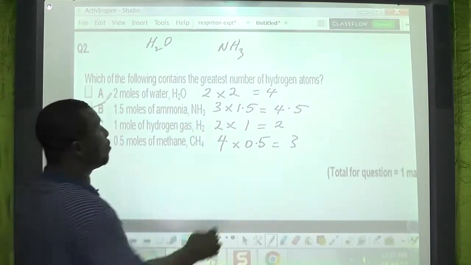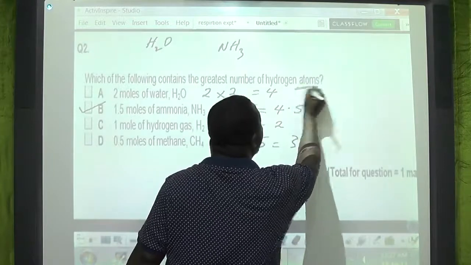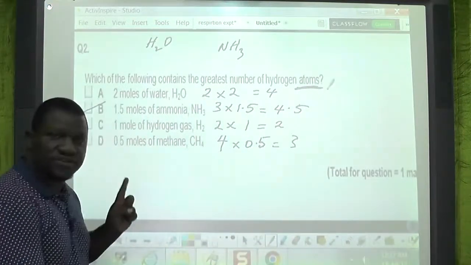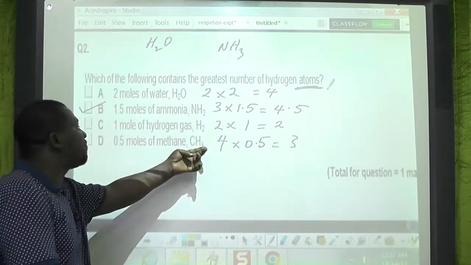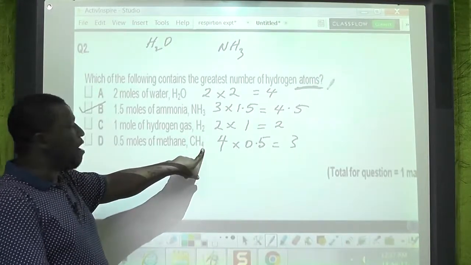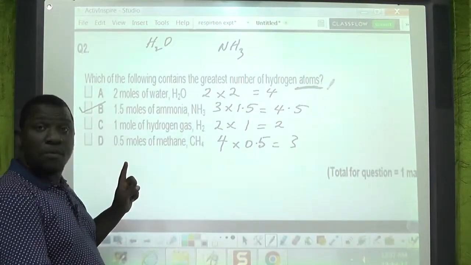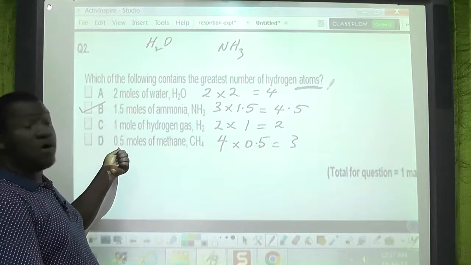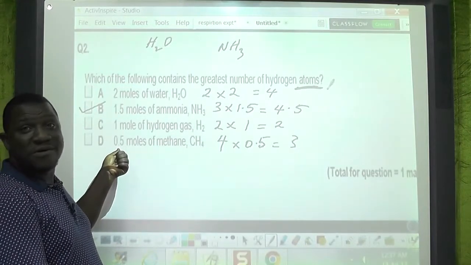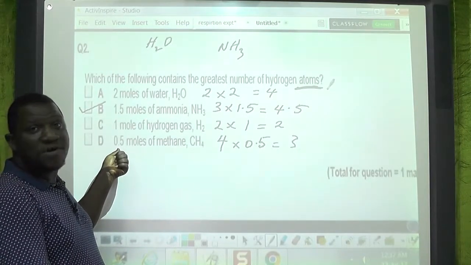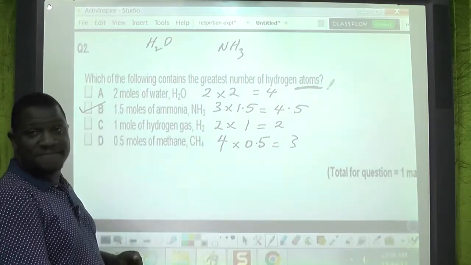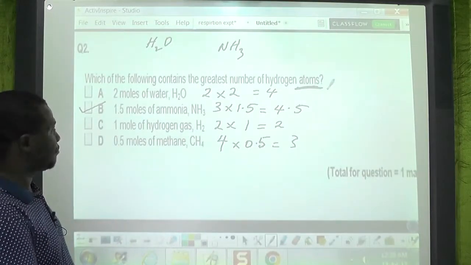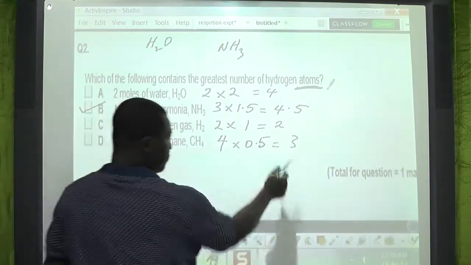Please don't forget that, because they are treating atoms. Atoms, they said. Don't go for CH4 because it has the highest number of hydrogen per molecule. No. Don't forget it is 0.5 moles of it, not 1 mole. Not 1 mole of it, 0.5 moles of it. So don't forget that. Oh, this is 2, sorry.